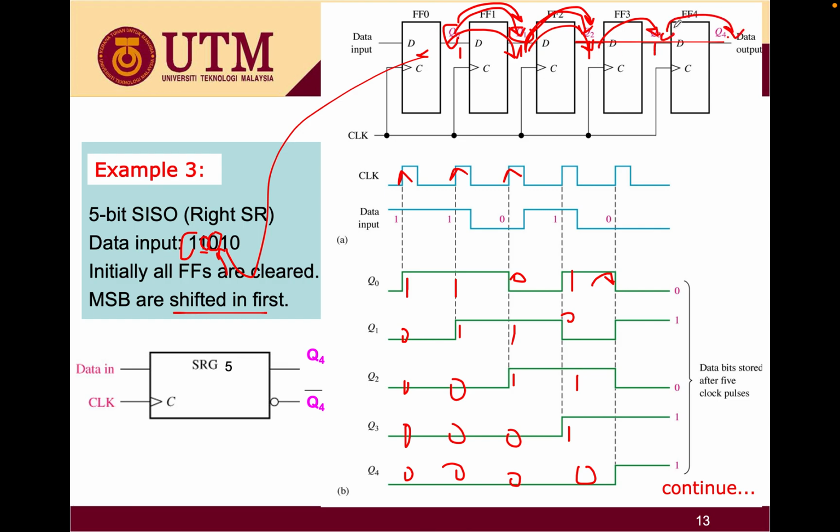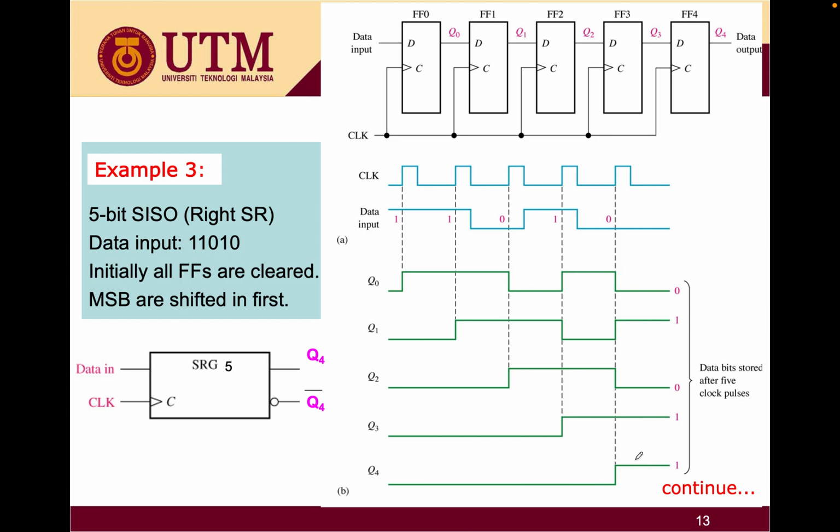and following the fifth one, 1 will go here, and this one will go here, D0 will go here, this one will go here, and the last input will be 0. So you have 0 1 0 1 1. This is your 5 clocks, and it is just for your shift in. After that, you're going to do your shift out.